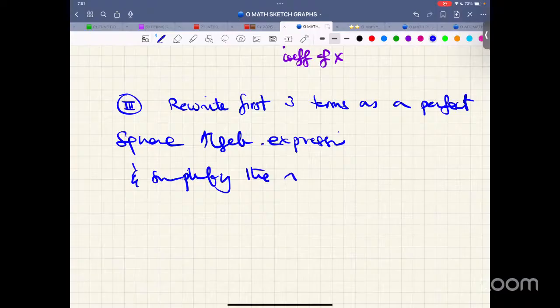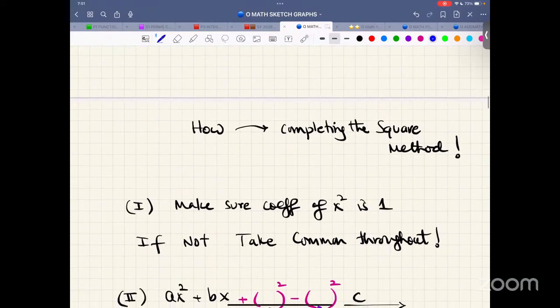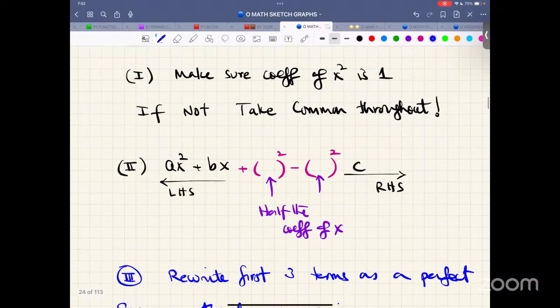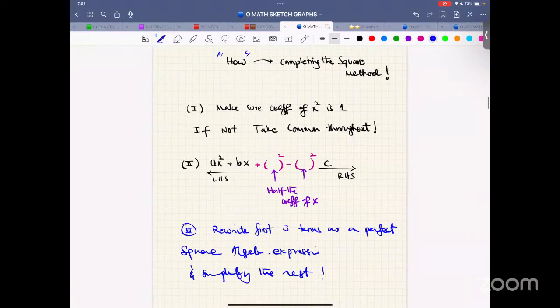Now, this is too much of English for you people, right? So let me simplify it, how to do it. So this is how. Make sure coefficient of x squared is 1. If not, take common throughout. Take a screenshot so that you can refer to it.